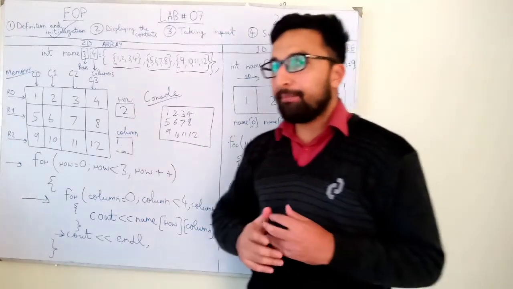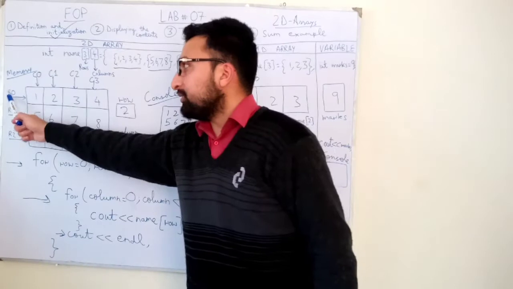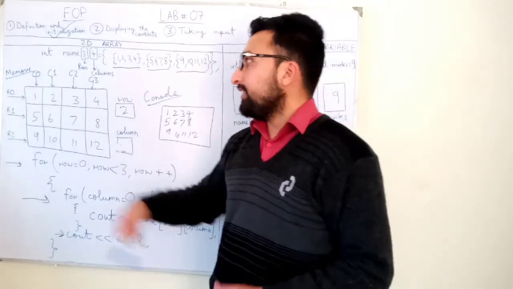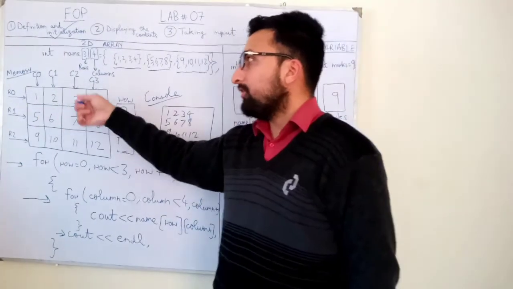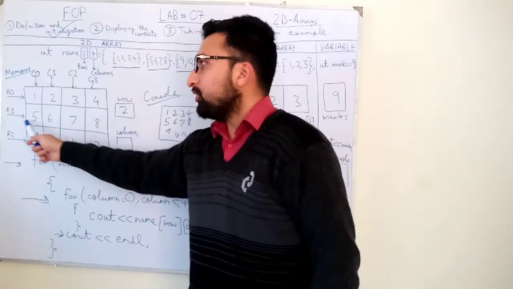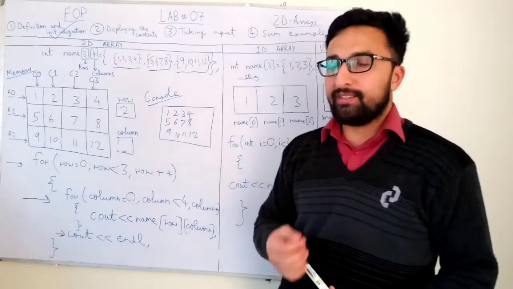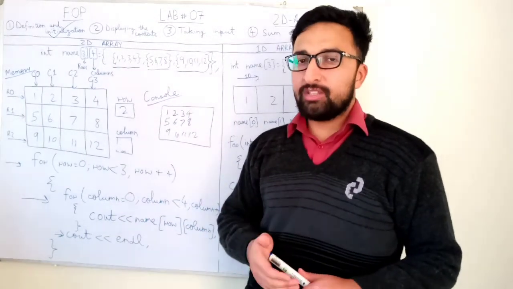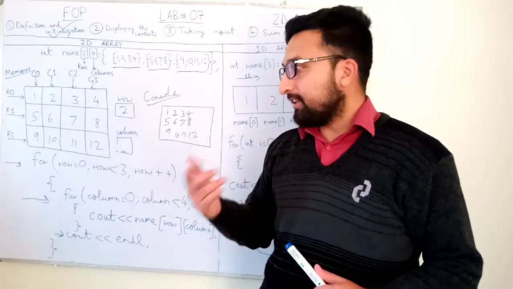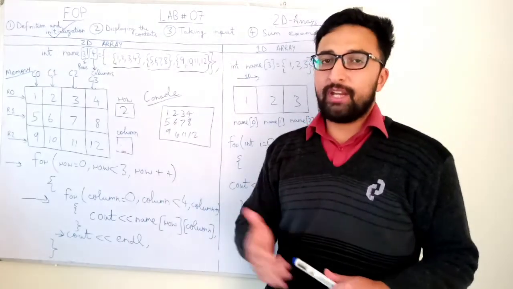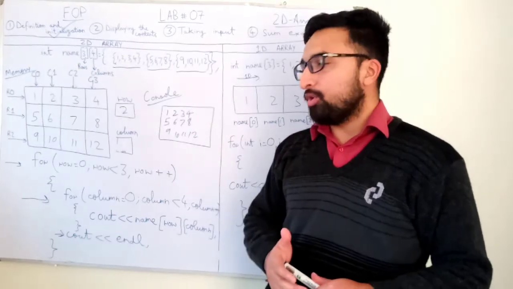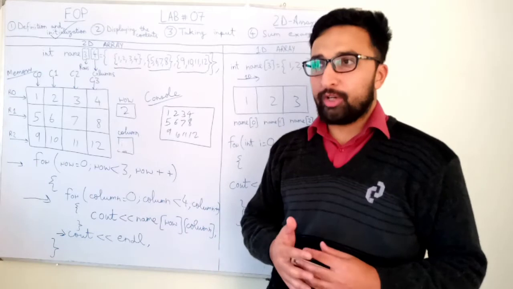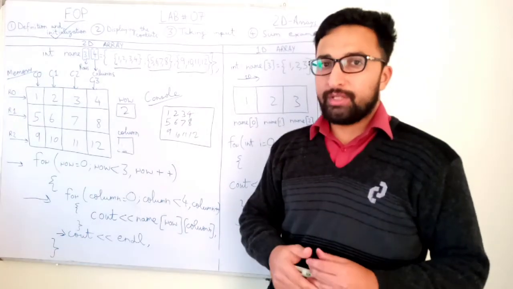You can see that we had a pattern. In the first row, the index of the row always remained 0. However, the columns were always changing. Similarly, in the second row, the index of row always remained 1, and the indexes of column were changing. So by observing that pattern, we made use of nested for loops in order to print the contents of a two-dimensional array onto the screen.